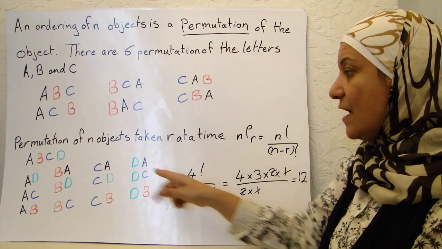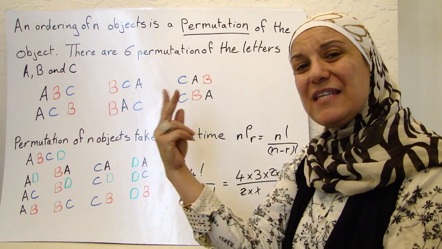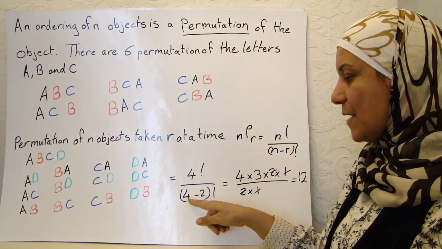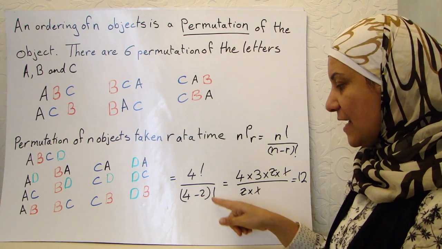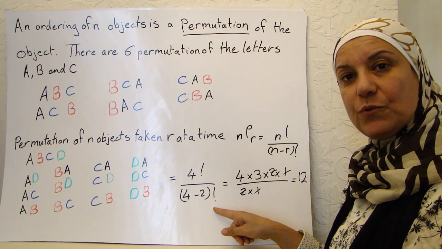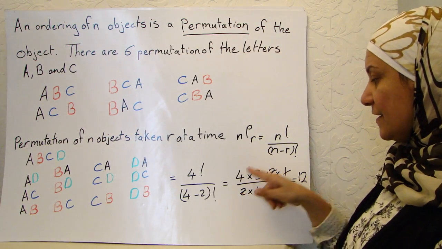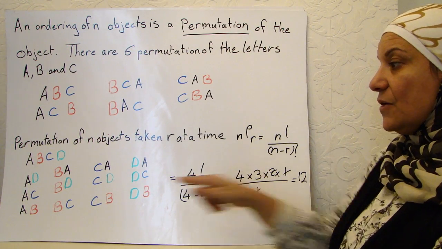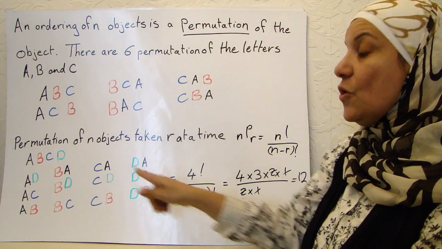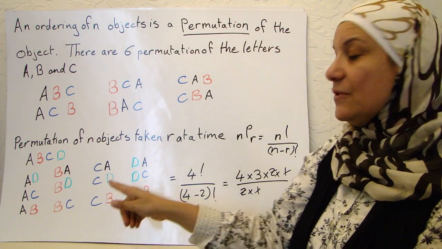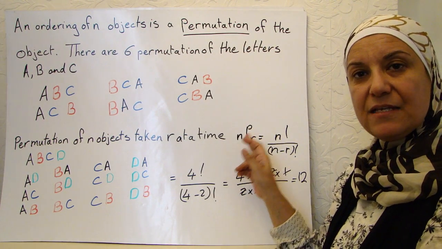And then, how many places do I need? I only need to select 2 of them. So, 4 minus 2, and then, again, factorial. I'm going to have the total of 12, which is what I'm having here. So, when the order is important, I'm going to use the permutation, which is nPr.